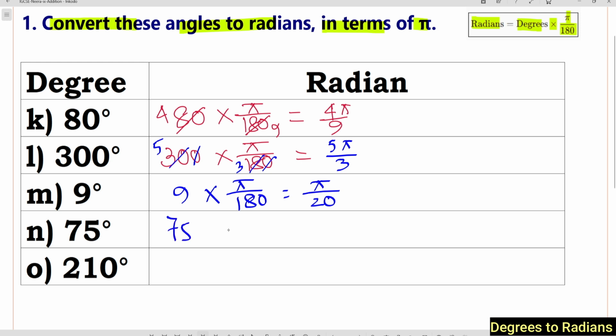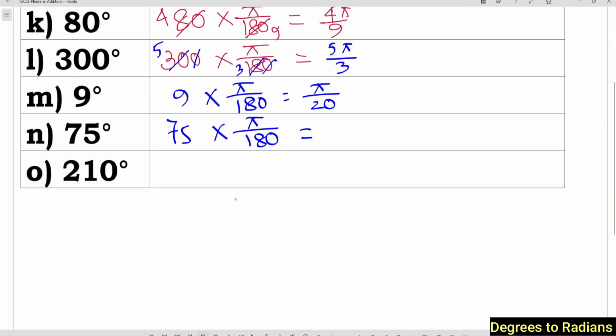Then 75 times pi by 180. For 75 and 180, what will be the common factor? We can divide by 5. So 75 by 5 is 15, and 180 divided by 5 is 36. But 15 over 36 can still be simplified. If we divide by 3, it becomes 5 and 12. So our answer will be 5 pi by 12.